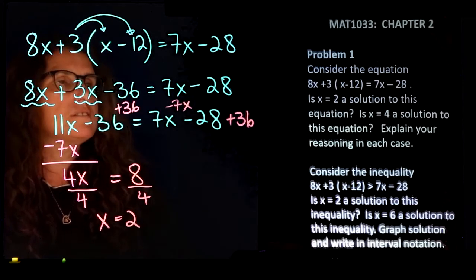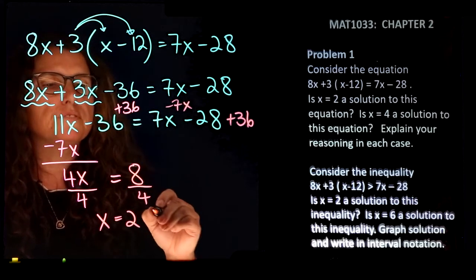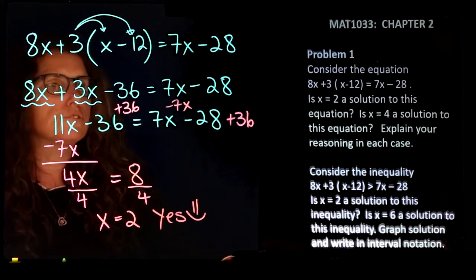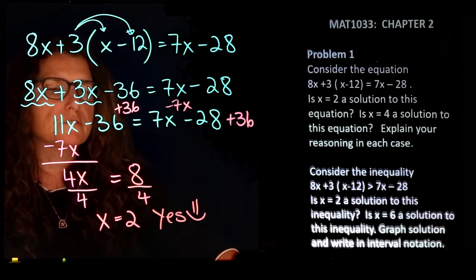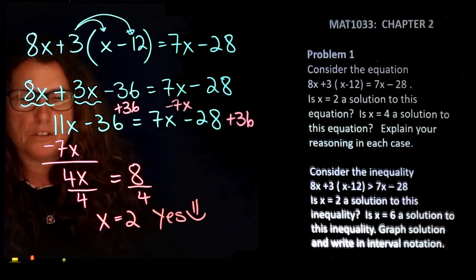So now, is x = 2 a solution to this equation? We have to say, of course, yes, it is a solution. That means x = 4 is not a solution. So that is the first part of problem 1.